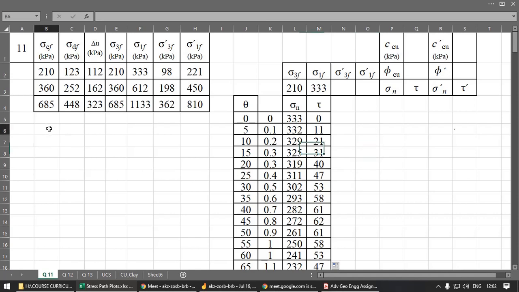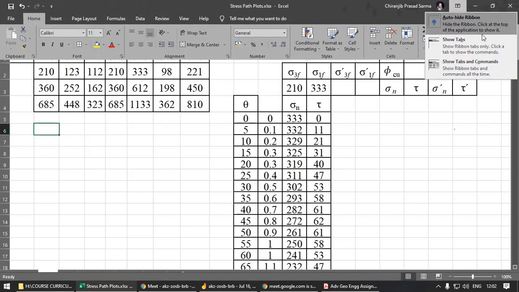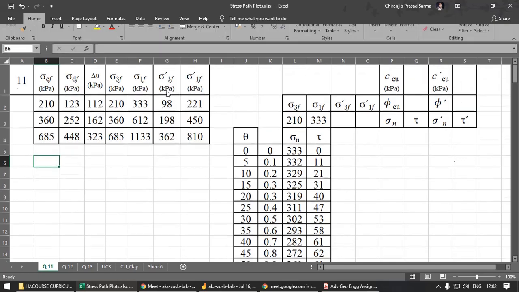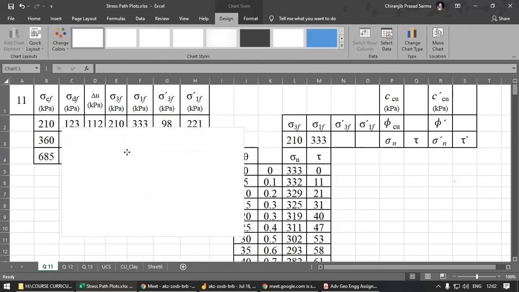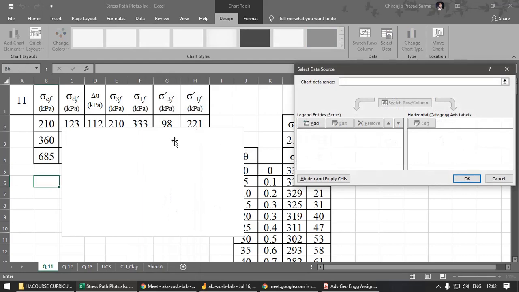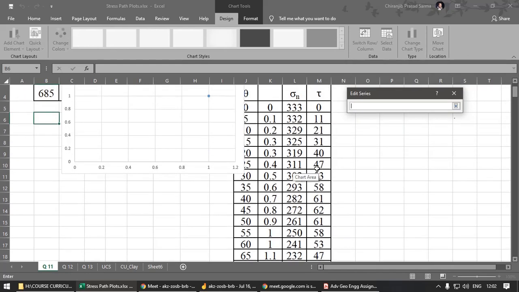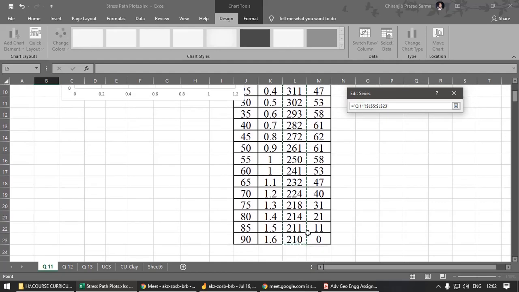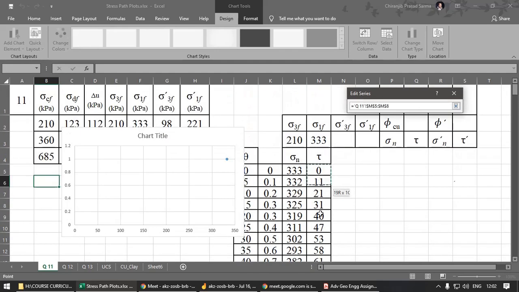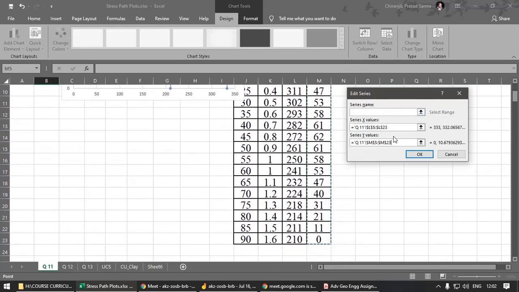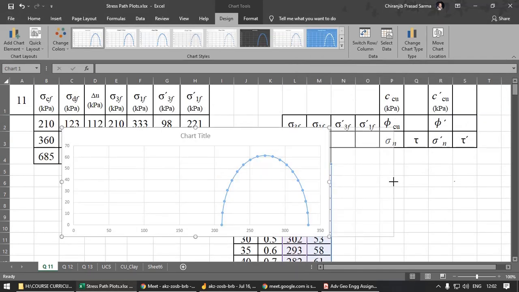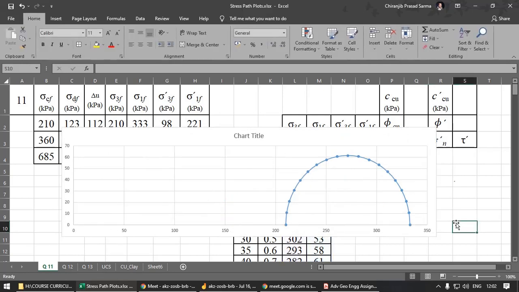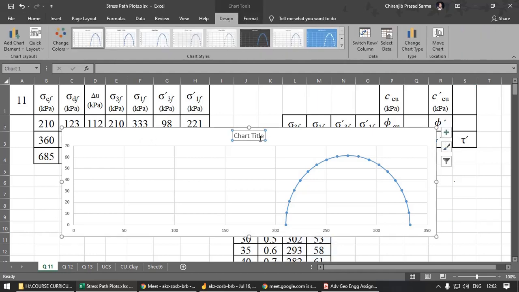Okay, so now what I do, I insert one chart here. Select data. So what I do, add, and x value will be normal stresses, and y value will be shear stresses. And obviously the scale has to be equal, right? Only then will it look like a circle. So this is the first circle, the Mohr circle.